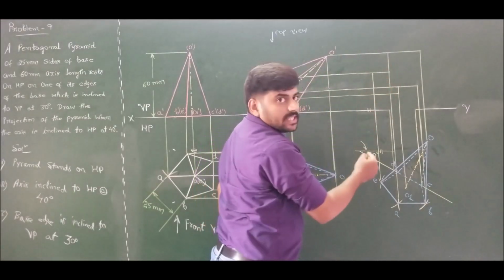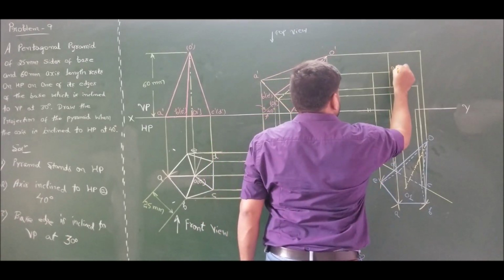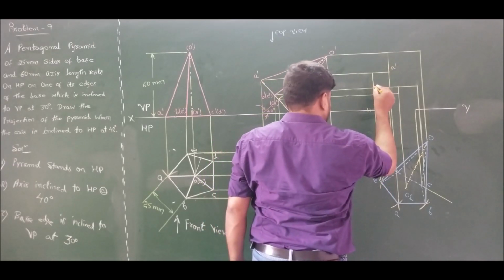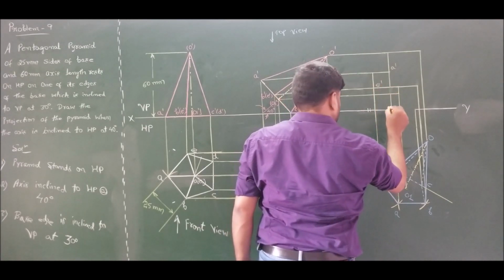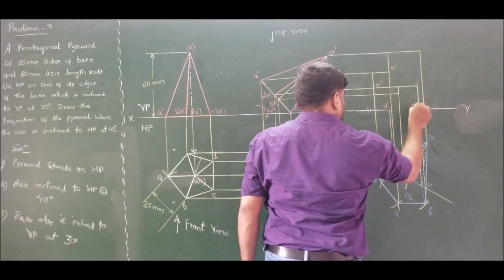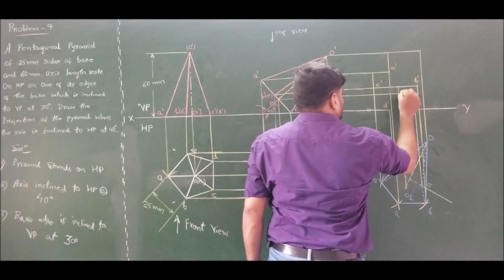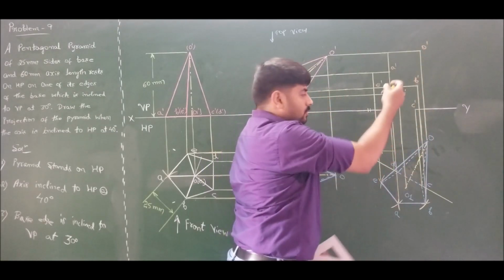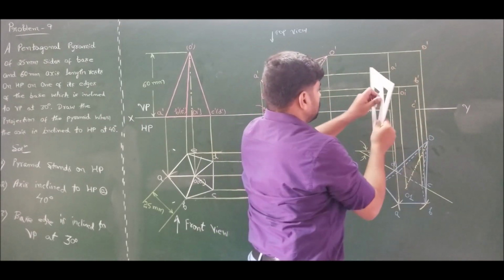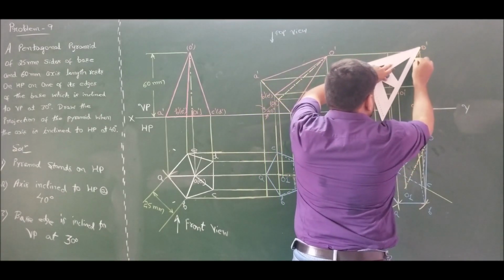Now mark all the corners. I'll get A prime, E prime, D prime, C prime and B prime. The centers are O1 prime and O prime. First, you mark the axis with dashed lines, dots in between.